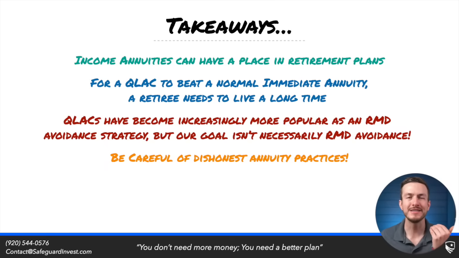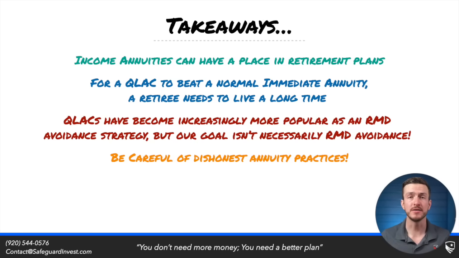First, this presentation is not a knock against income annuities. I think income annuities can certainly serve a place in some retirement plans. Yes, you are generally accepting a lower return when using income annuities, but that's because you trade upside for guarantees. And those guarantees can offer some legitimate peace of mind advantages. Second, for a QLAC to beat an immediate annuity, or really even be a good investment period, the retiree buying this annuity needs to live a pretty long life, generally well into their 90s with the assumptions that we used.